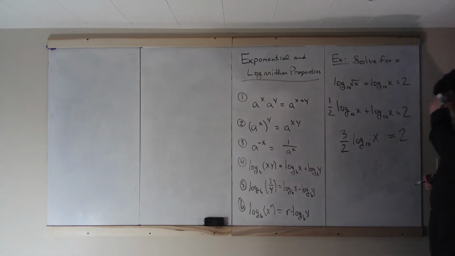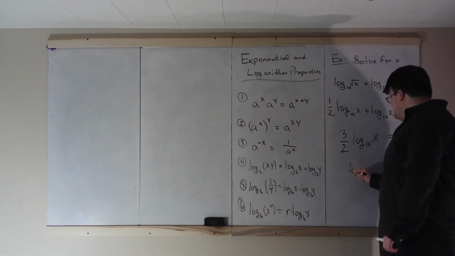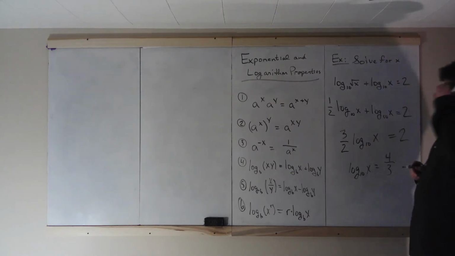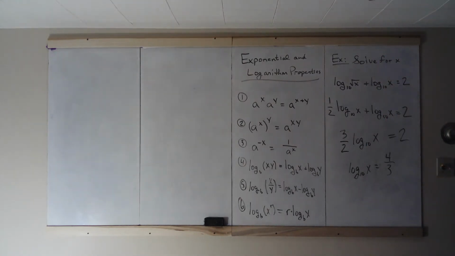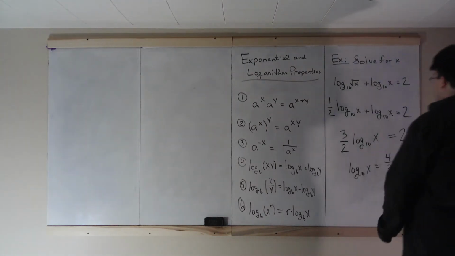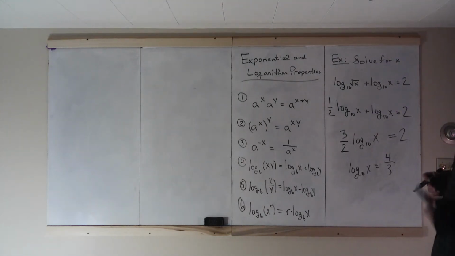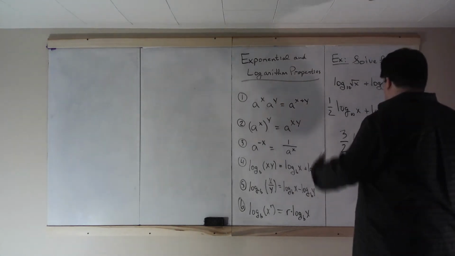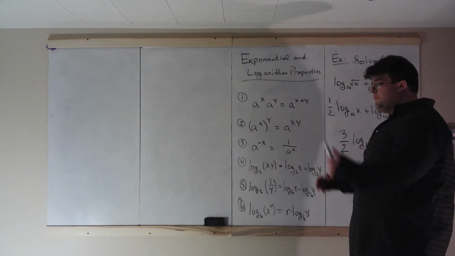Now, how can we solve this? Well, let's get rid of the 3/2. Multiply by 2/3. Multiply the left side by 2/3, you get log of x with base 10. Multiply the right side by 2/3, you get 4/3. Now, how do we solve this for x? Well, we need to get rid of the logarithm. How do you get rid of a logarithm? You invert the logarithm using the inverse.